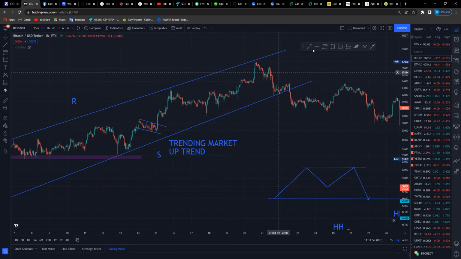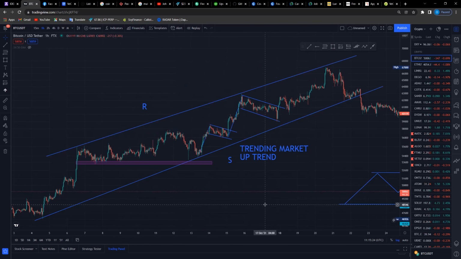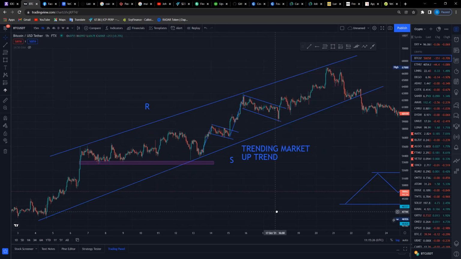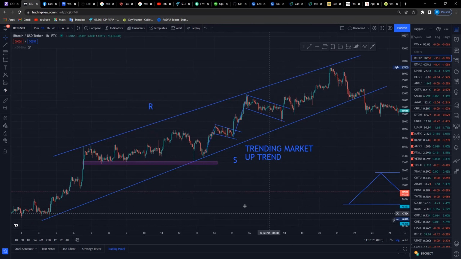You understand? This is an impulse here, an impulse here, a correction, gave us an impulse also here, and corrected here also. There's a correction here also. So, bro, you just need to understand, this is your reality. This is what you are going to trade. This is what I am going to trade. If I don't see this, I am not jumping in.